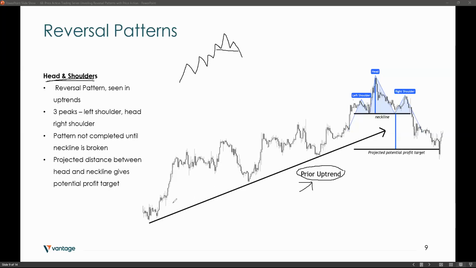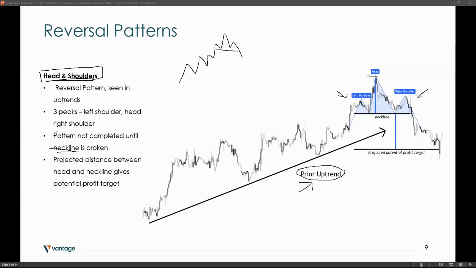Whenever you try to identify a head and shoulders pattern, you need to ensure that there's a prior uptrend formed. So for head and shoulders to be valid, there are two things that we see. One is that we need the peaks. We need the left shoulder and the right shoulder, and of course the head. The head has to be higher than the left and right shoulder. So that's one, and this pattern itself is not completed until the neckline is broken.